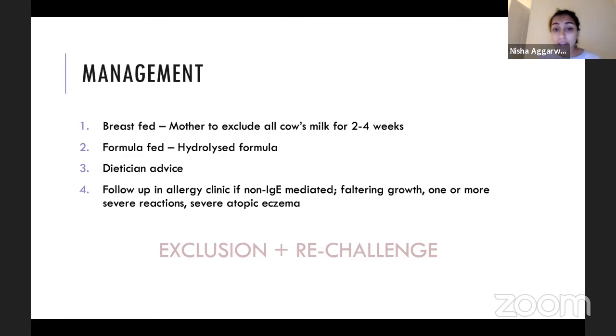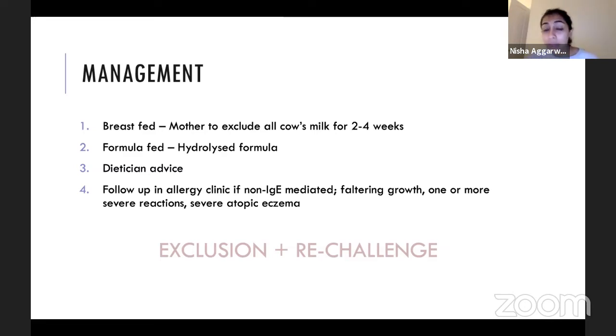The key thing about this is exclusion and re-challenge. So we want mums or parents to exclude the cow's milk protein for 2 to 4 weeks and then re-challenge. And that's the only way that we'll know if this is actually the cause. It can be really difficult if the baby is on a dairy-free, cow's milk-free diet for no reason, and then is weaned, and that can make them deficient in nutrients. It can delay their bone age. So I think it's really important to re-challenge so we're not misdiagnosing this.